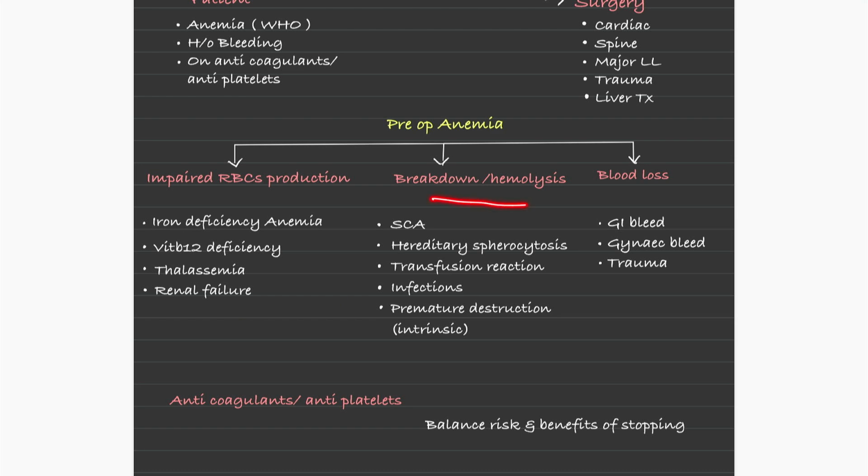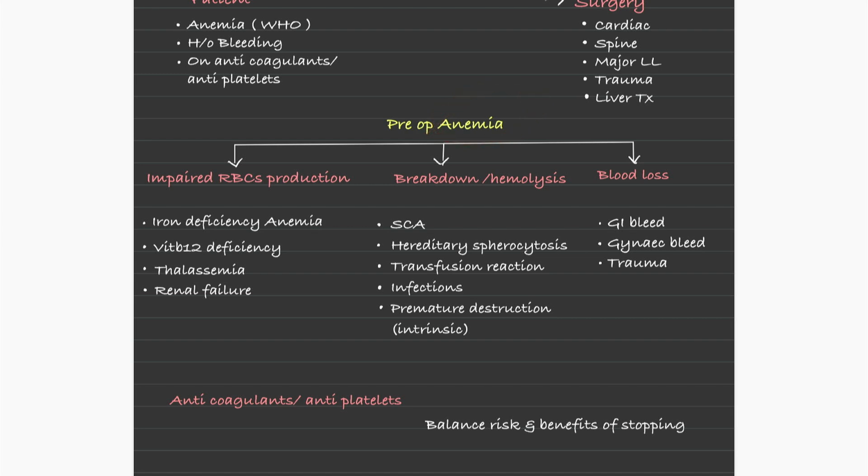If there is increased breakdown or hemolysis, seen in sickle cell anemia, hereditary spherocytosis, transfusion reaction, or the patient is having any infection, or there is premature destruction due to intrinsic factors. And if the patient is having blood loss due to GI bleed, gynec bleed, or there is history of trauma. So we have to see what all is causing anemia to the patient and we have to correct each of them.